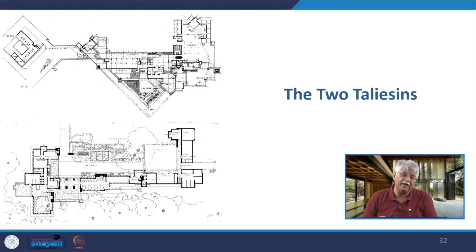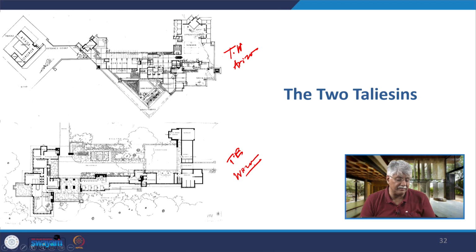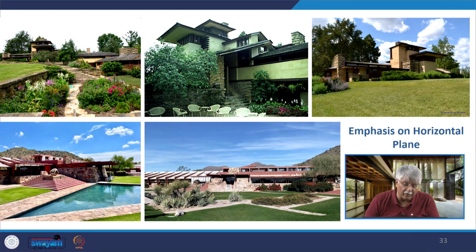These are the two Taliesins. This is the Taliesin West in Arizona. This is the Taliesin East in Wisconsin, the two Taliesins. The emphasis was again on the horizontal plane with all these projections. He was trying to draw the eye through these lines towards the horizontal, and here also very low key architecture so that it would maintain the feeling of low height.